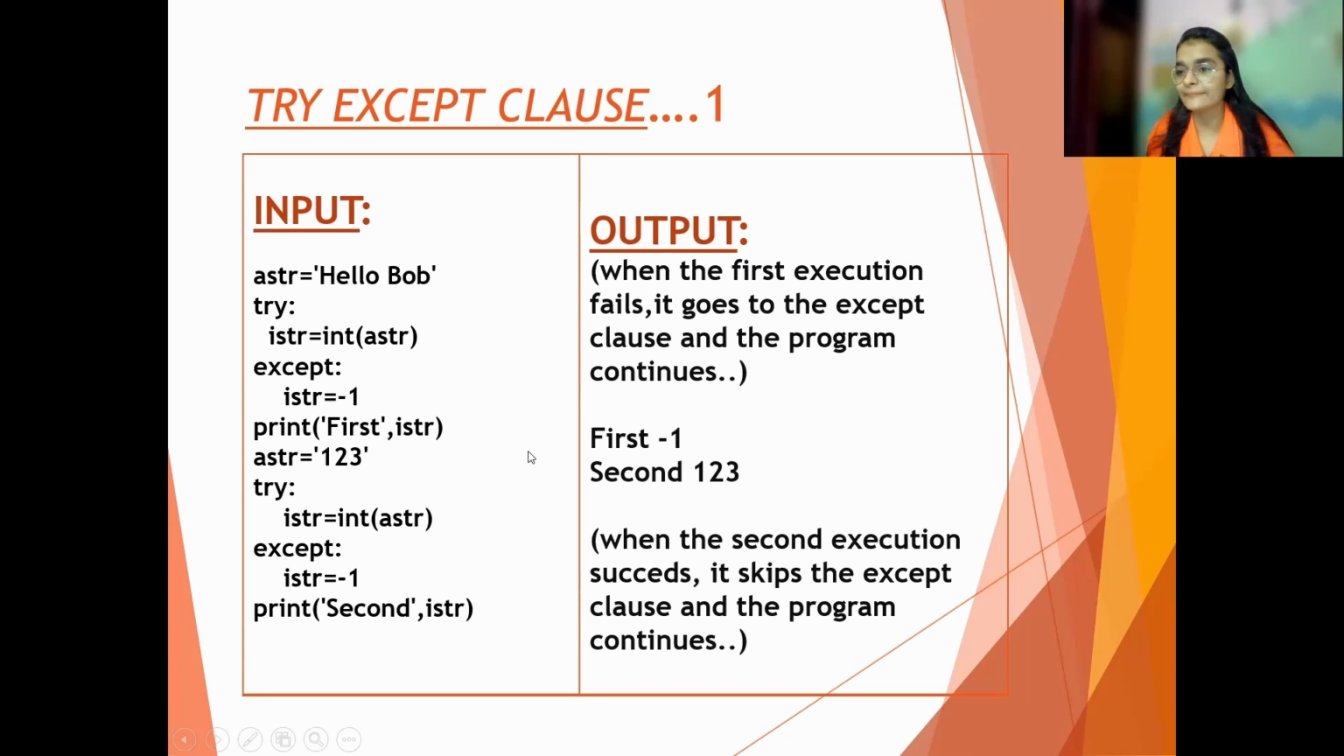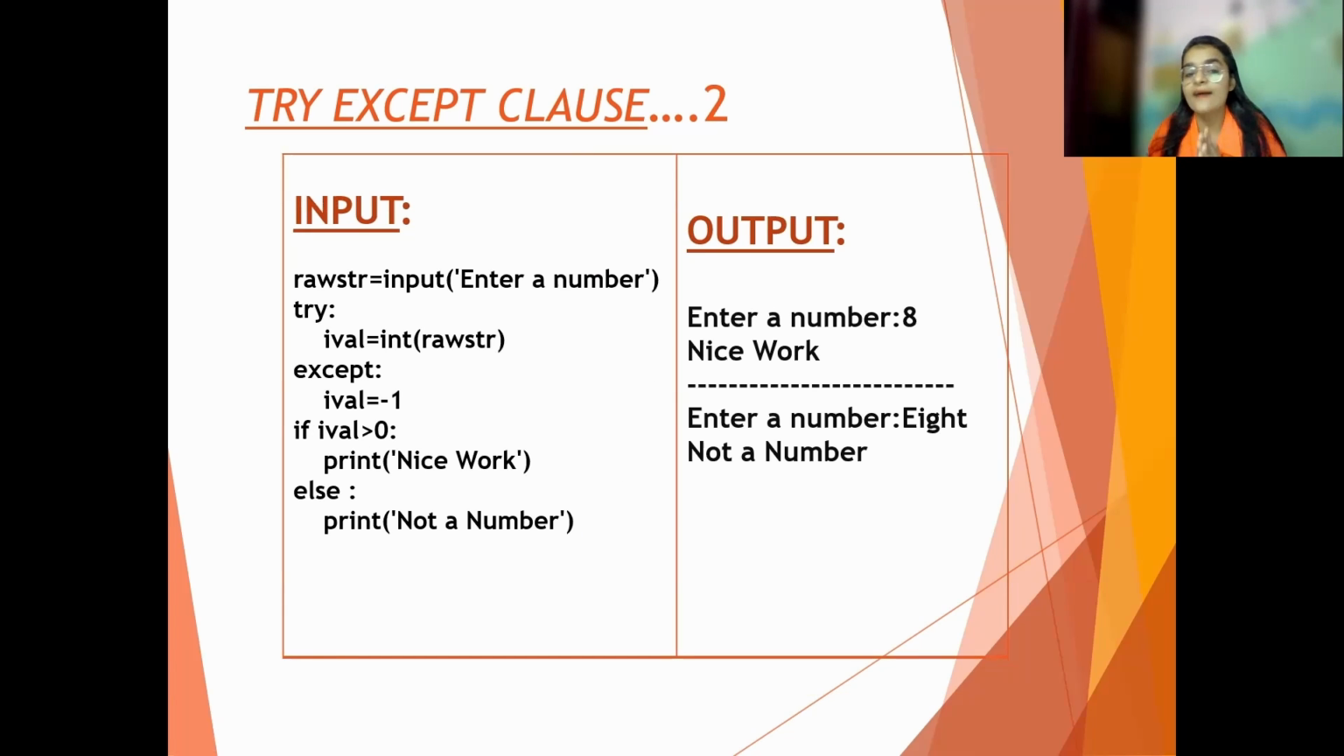Let's move on to the next example so as to get a clearer idea about it. So it's my second example, and here I have a variable that is raw_str. It is equal to input, enter a number, right? The entered number is a string, because we know that the input function always returns a string. So raw_str will get the value entered by the user in the form of a string, and then I provided a try clause to convert my raw_str into the integer format, right? That string entered by the user is converted into an int, and then it is assigned to the variable ival.